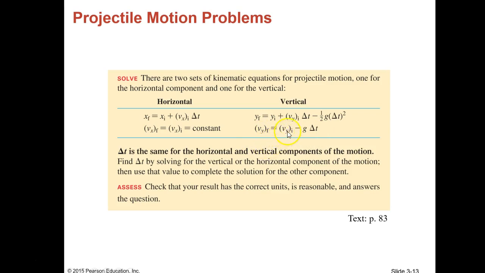What you can also figure out, if you know the initial velocity, is that at the very top of its path, Vy final is 0. So you can figure out how long it takes to get to the top of a path, which is typically halfway through the path of the object.